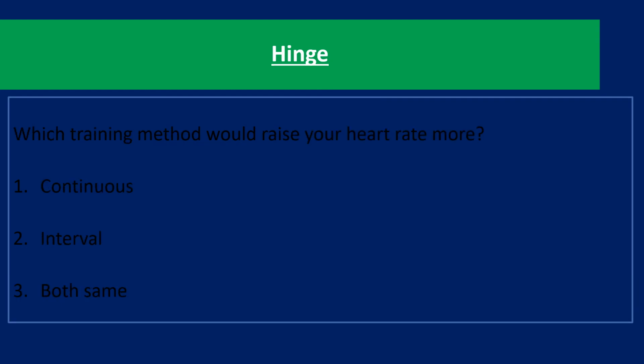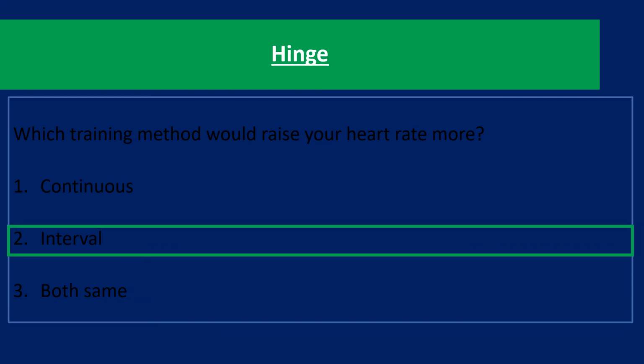This question is slightly more challenging, and I want you to think about the intensity that the athlete will be working at for the duration of the training. So which training method would raise your athlete's heart rate more? Is it 1, continuous training, 2, interval training, or 3, your heart rate would raise the same for both activities? I'm going to give you 5 seconds to answer that question. And the correct answer is 2, interval training.